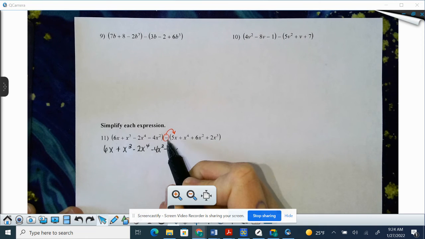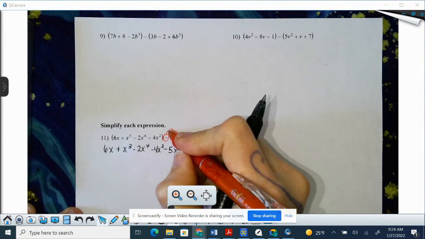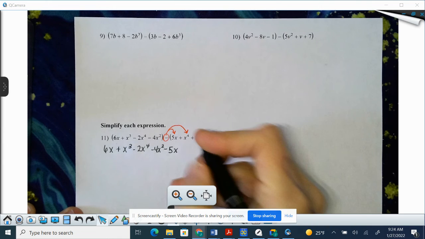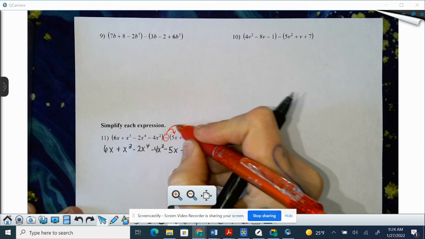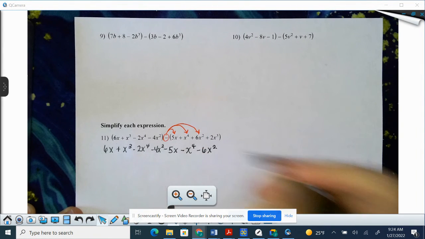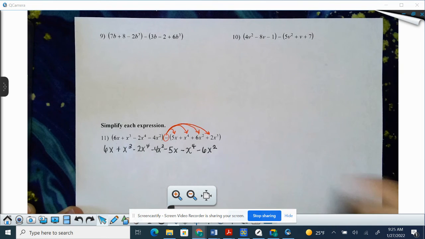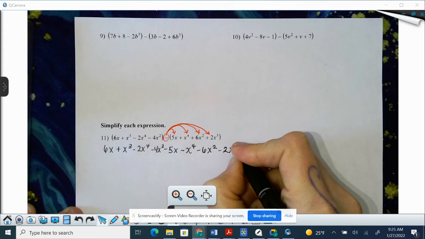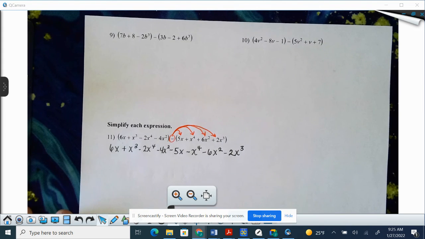Then distribute that -1 to that 5x, -1 to x to the 4th, so -x to the 4th, -6x squared, -2x cubed. All right, now we're ready to rock and roll. So personally, this makes my head hurt. This is a lot. But that's why I bring in my highlighters.